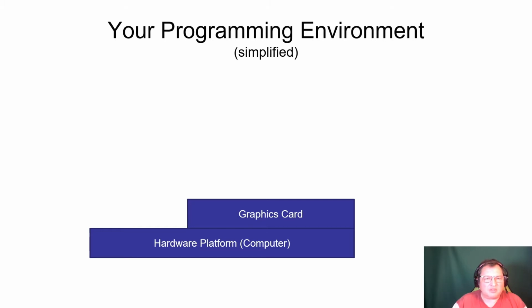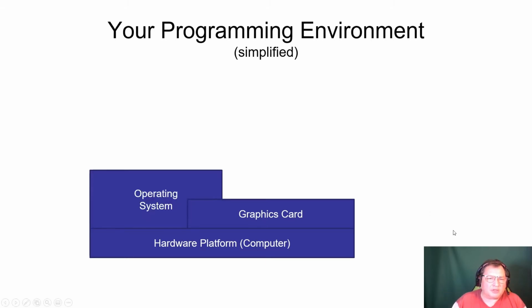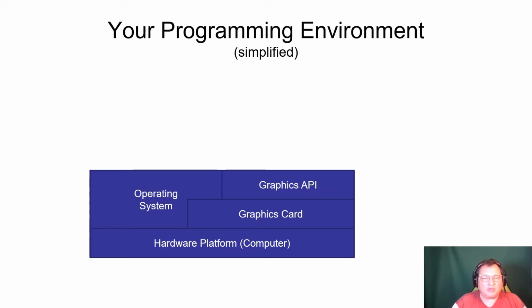The lowest layer in this model is your hardware platform, or your computer. There is also another hardware low-level layer in this model, and this is your graphics card, your graphics hardware, including the GPU, the graphics processor unit. On top of these two layers is sitting the operating system, which works directly with both hardware platforms. There is also the graphics API, which is a software component collaborating directly with the graphics card.